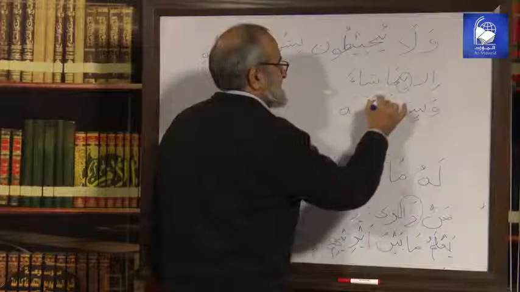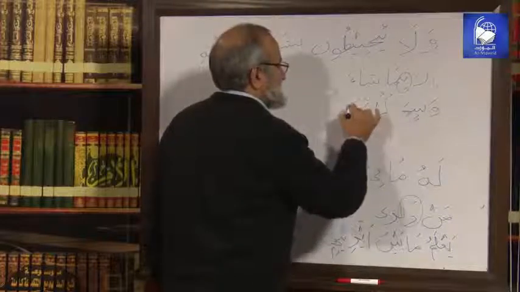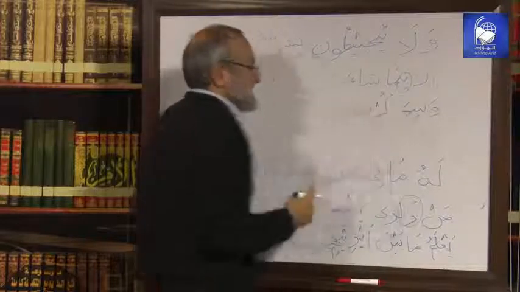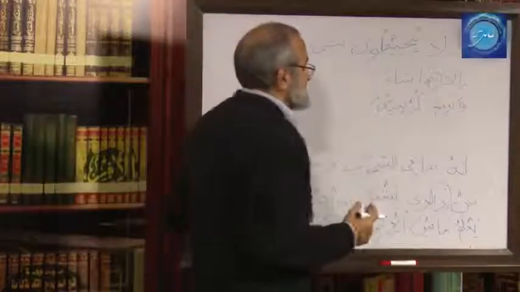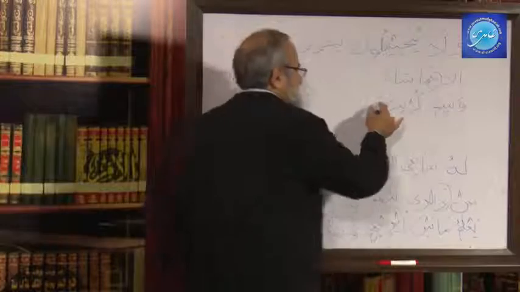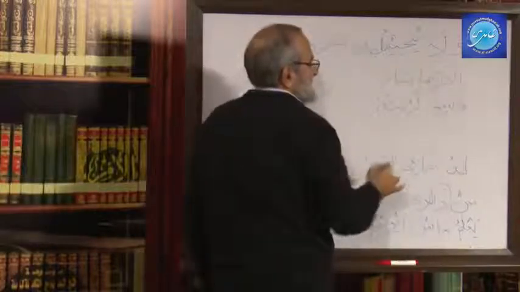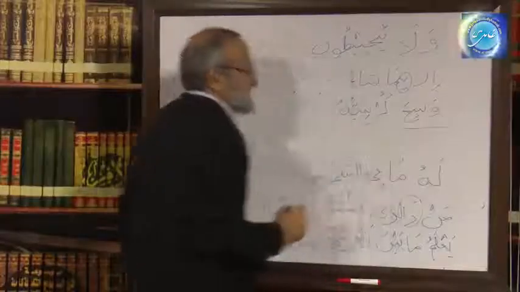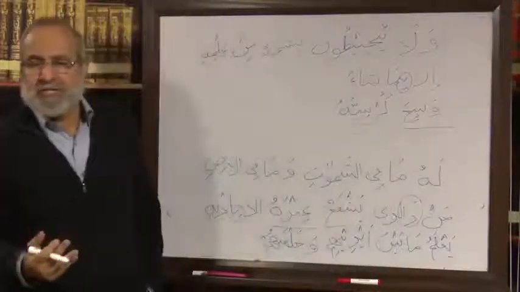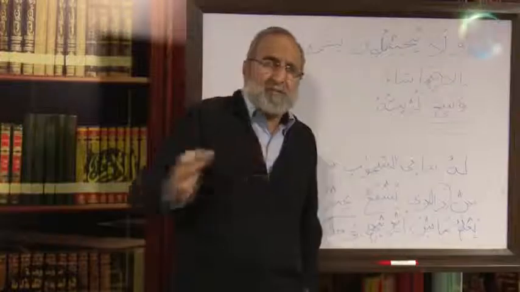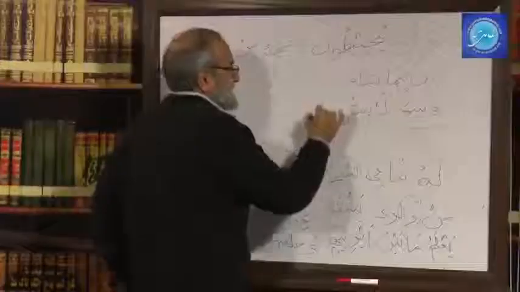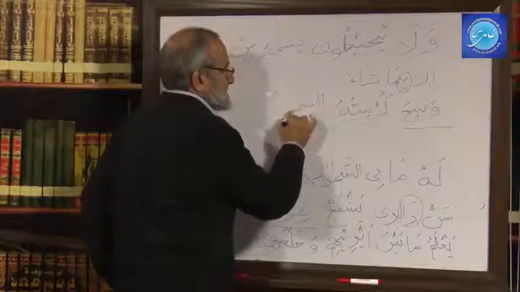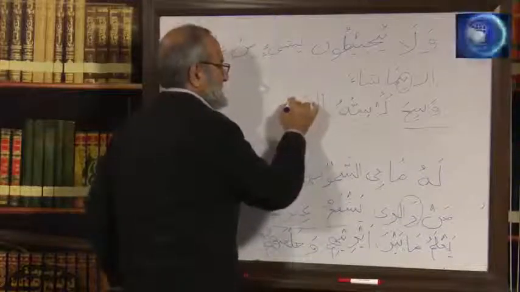So his kursi, his chair, which is metaphorically his kingdom, his control, it stretches. Kursiyuhu, his kursi, that is God's kursi. Kursi here is rafa because it's the fa'il of wasi'a. His kursi, his chair, his administration, it just stretches as-samawat, over the heavens.